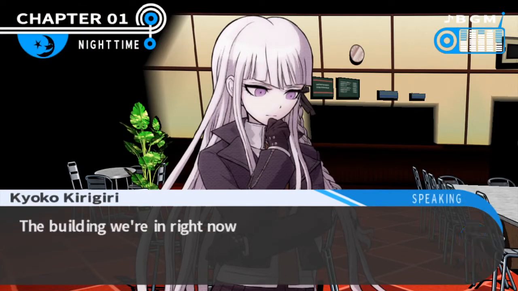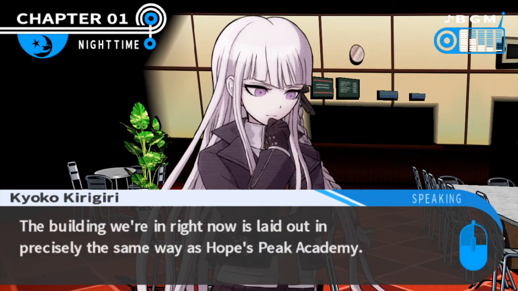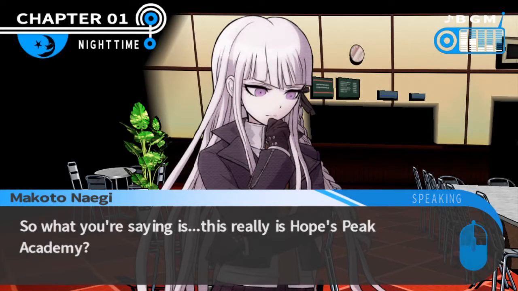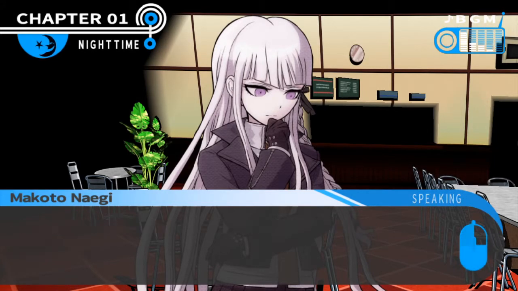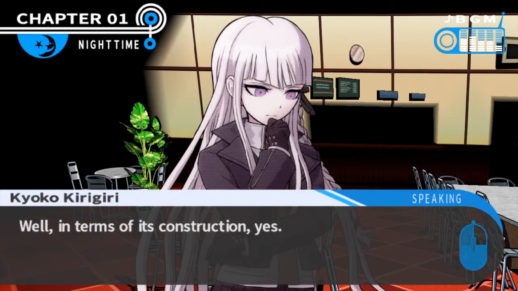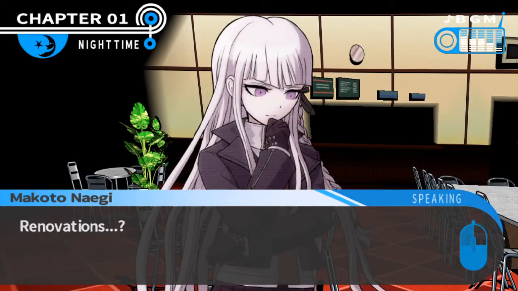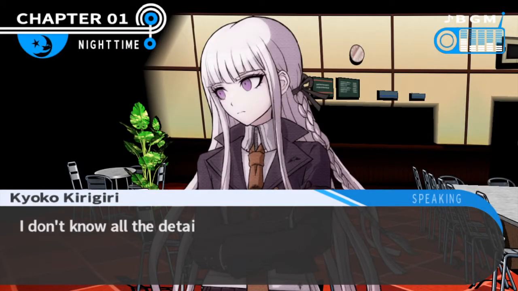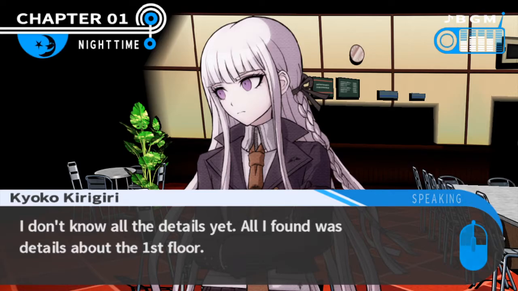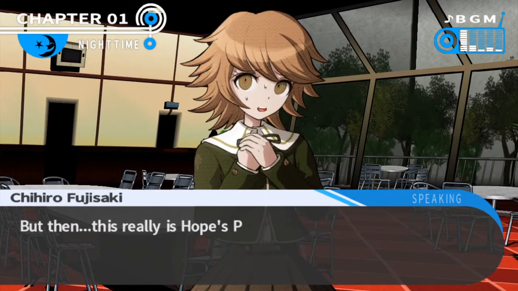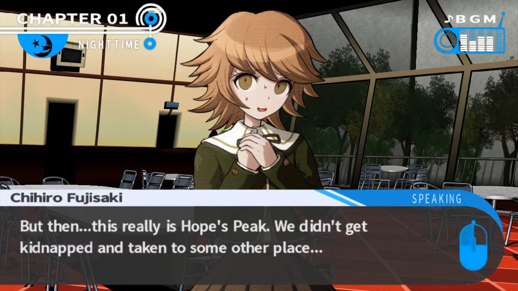Just look at it. The building we're in right now is laid out in precisely the same way as Hope Speak Academy. So what you're saying is this really is Hope Speak Academy. It's true. Well, in terms of its construction, yes. But it looks like it's had a number of strange renovations done to it. Renovations, huh? However... I don't know all the details yet. All I found was details about the first floor. But then, this really is Hope's Peak. We didn't get kidnapped and taken to some other place.